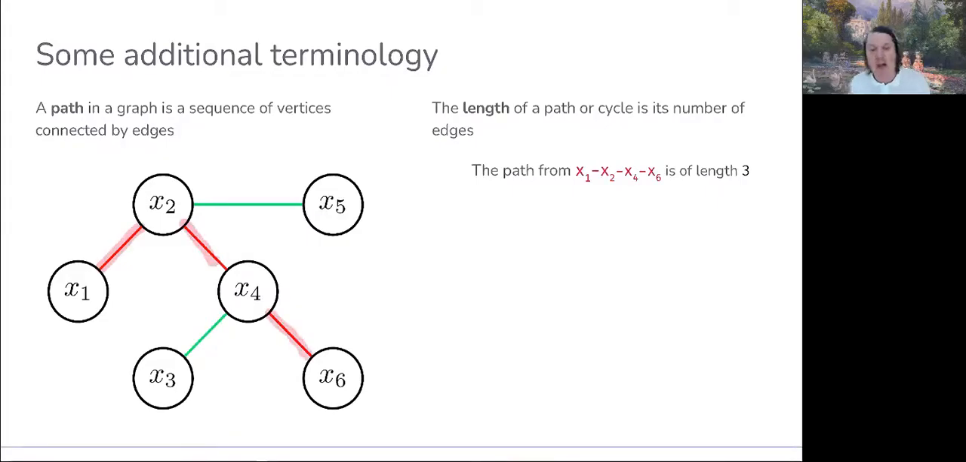We can specify the length of a path or a cycle by the number of edges that are traversed over the course of that path. The path from X1 to X2 to X4 to X6 is going to be of length 3, because there are 1, 2, 3 edges that we traversed.